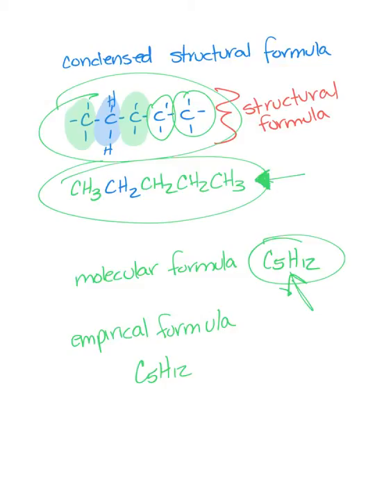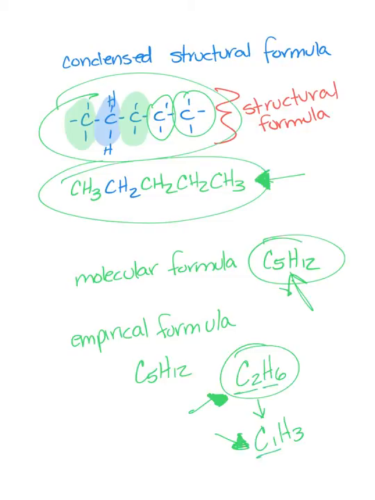Let's say I take another alkane and I make it C2H6. Okay, that's a molecular formula for a different alkane. It fits that CnH2n plus 2, but I can reduce that to C1H3. That's the empirical formula. This is the molecular formula. Molecular is telling me I have 2 carbons and 6 hydrogens. Empirical, I have 1 and 3.